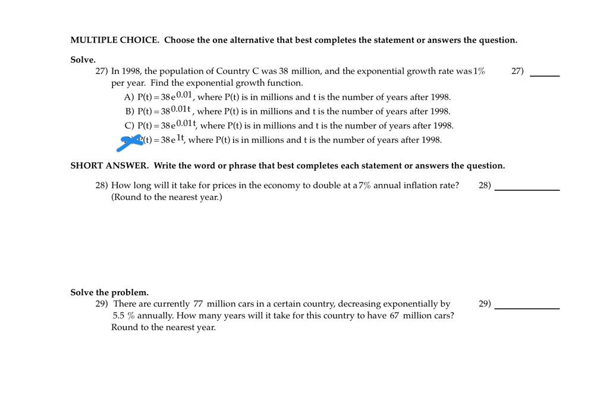All of those have 38, so there's no difference between A, B, and C there. B is missing the e, so B is out. And then A is missing the t. So they're missing different parts of the formula. Just by process of elimination, that one shouldn't be too bad. You're not really doing anything with the formula, you're just identifying which one is the correct formula.